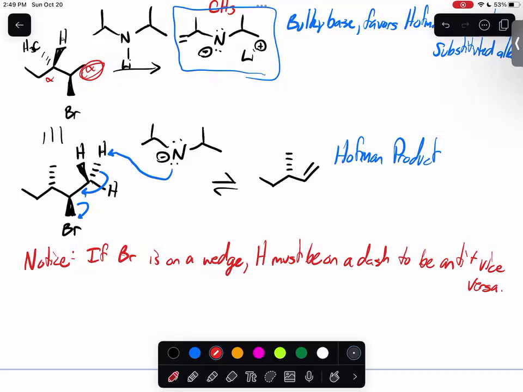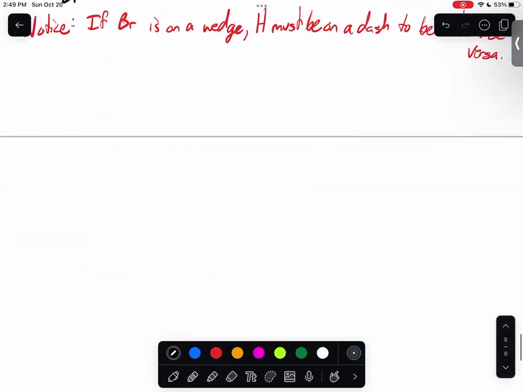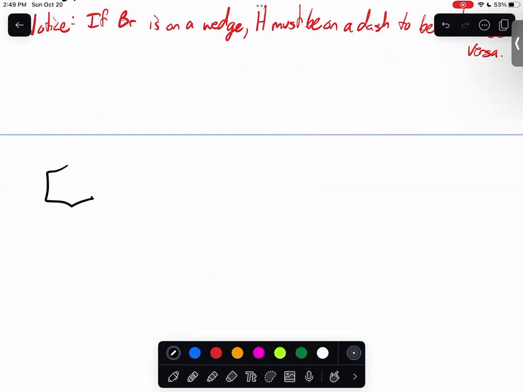I got one other example before we move on and talk a little bit about rates and such. And that is going to be for this reaction here.